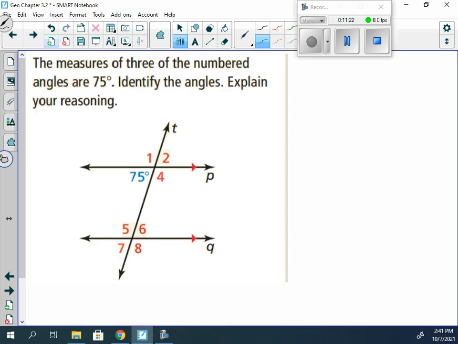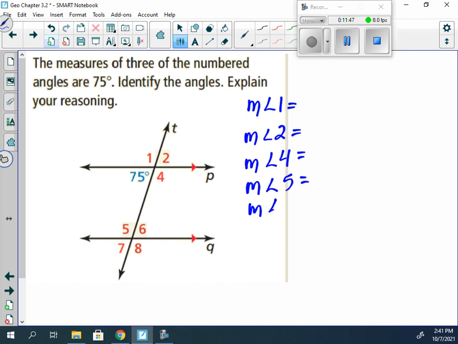So let's look at this here. 75. This is the same thing. The number is 75. All right, guys. So we're finding the measure of angle 1, 2, 4, 5, 6, 7, and 8.